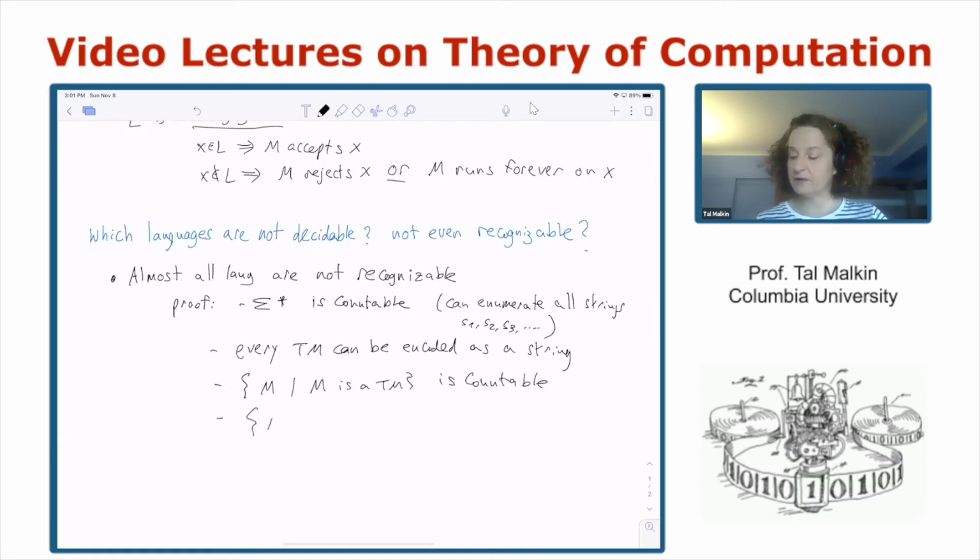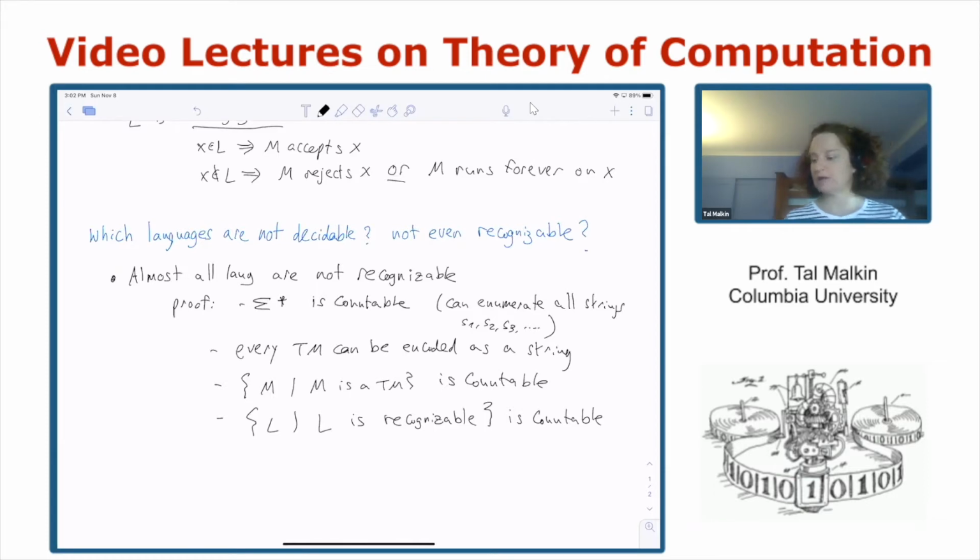And therefore the set of all the languages L such that L is recognizable is also countable, because each Turing machine recognizes exactly one language. The same language might have many Turing machines, but each Turing machine recognizes just one language. And so the set of all recognizable languages is countable. On the other hand, the set of all languages is not countable.